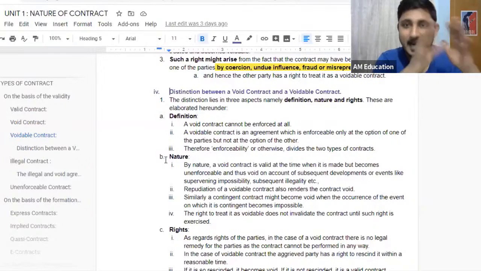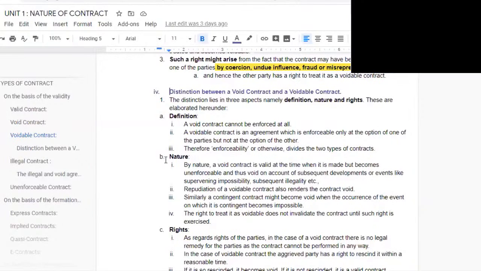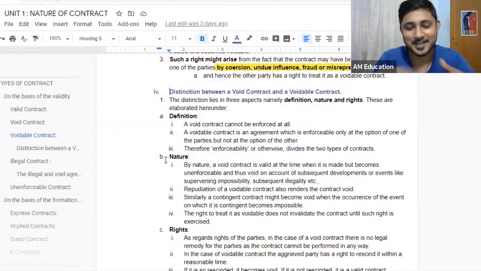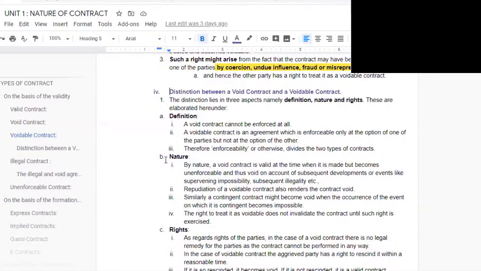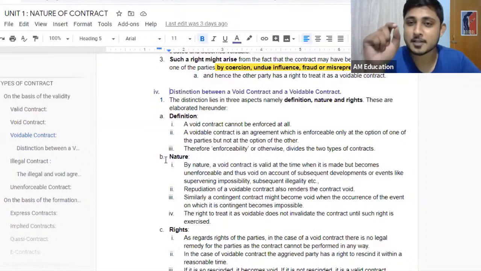A void contract is valid. When is it valid? At the time when it is made, enforceable by law. Yes, sir. And then what happens? Then it can become void depending on illegal practices or impossibilities. See how hard it is to communicate the same meaning. You're struggling with words.